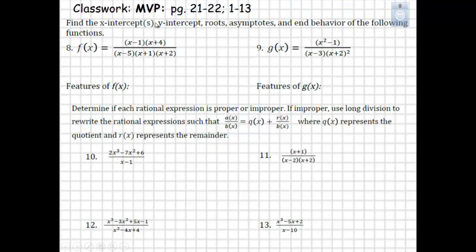All right, so open up your packets, grab that, and turn to page 21 through 22. This is your classwork and homework. So what I want you guys to do for questions 8 and 9 is to find all 8 things. Okay, so list the 8 things for 8 and 9. And then for number 10 through 13, I want you guys to practice either using synthetic division or long division. Okay, and then flip the page.